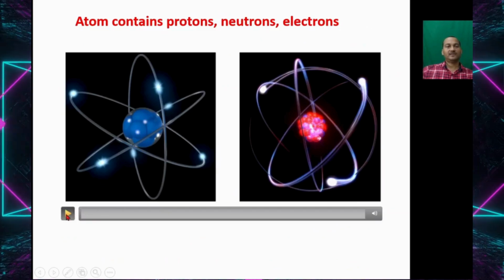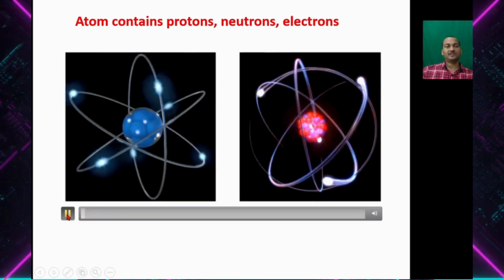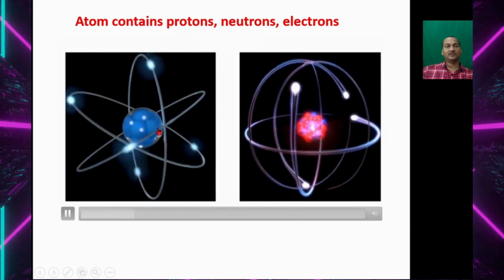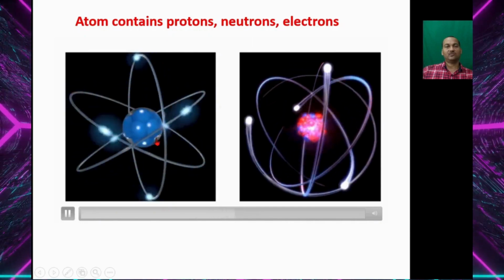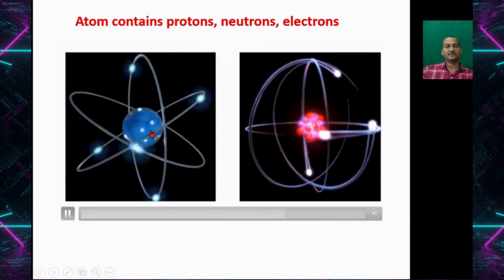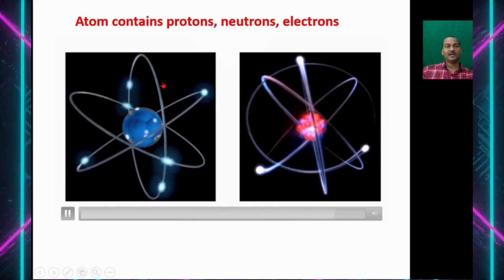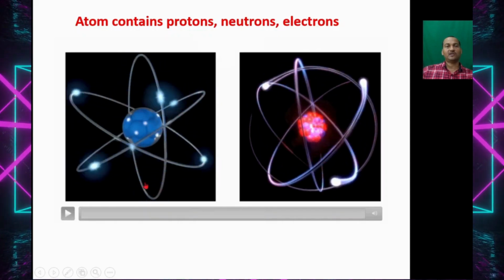Here you can visualize it in 3D, three-dimensional. Here is the center, the nucleus of an atom, which contains proton and neutron, and it is positively charged, and the electrons are revolving around the nucleus in different circular paths.